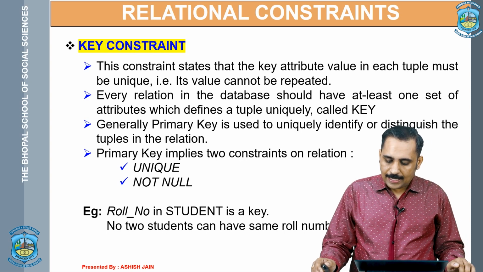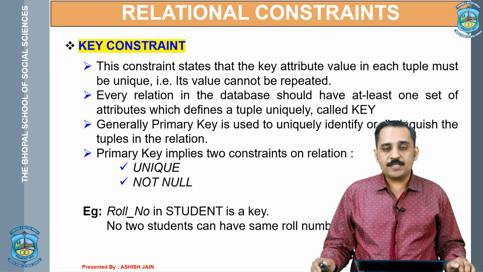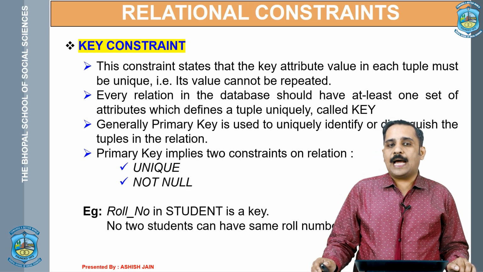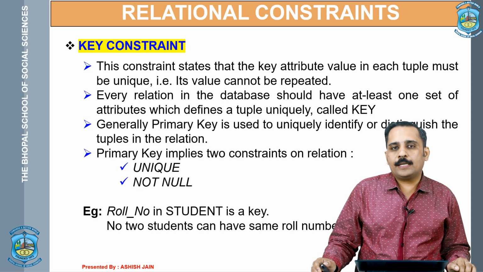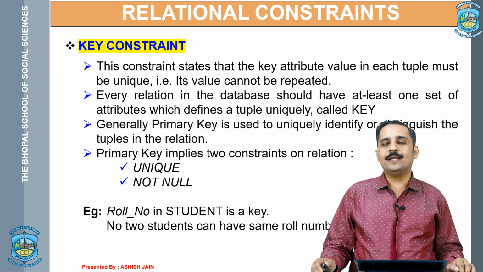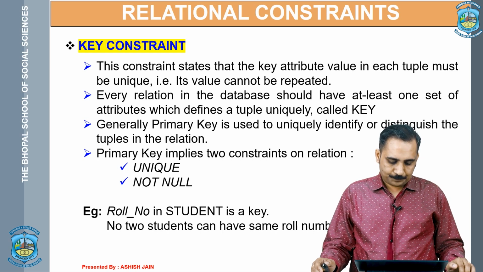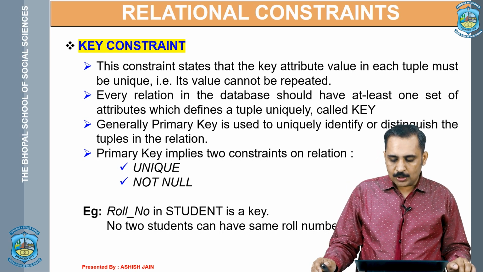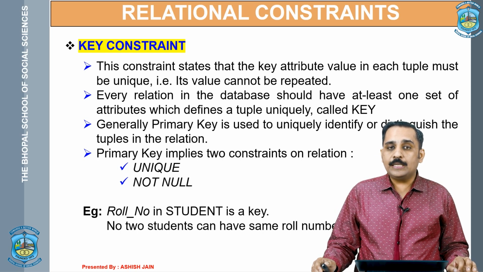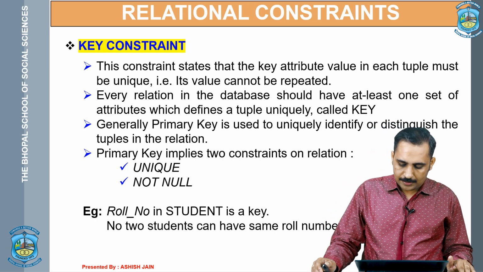The second type of constraint is the key constraint. This constraint states that the key attribute value in each tuple must be unique. That means whatever value we are using to distinguish between different elements, that value should be unique. If you have allotted a particular ID, say a roll number or an enrollment number, to a student, it cannot be repeated for another student. This is the key constraint. Every relation in a database should have at least one set of attributes which defines a tuple uniquely, and we call it a key. Generally, we use a primary key in a table.